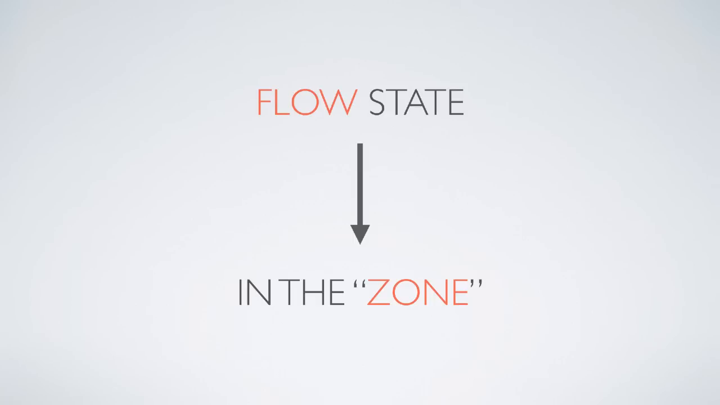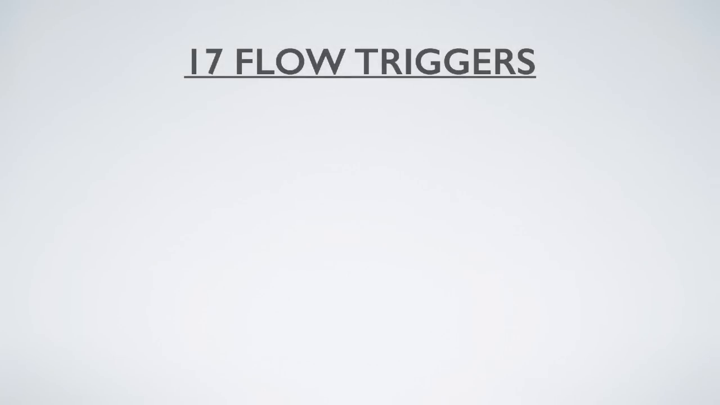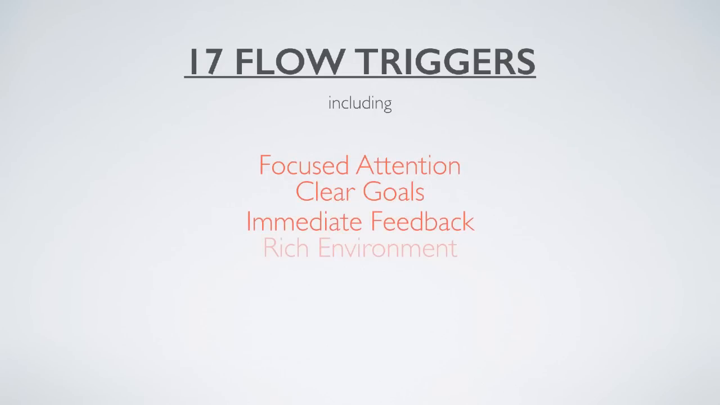Flow states are what creative people often refer to when they talk about being in the zone. It is defined as an optimal state of consciousness where we feel and perform our best. Basically, you become so absorbed in the task at hand that time seems to stand still and everything you do almost becomes effortless. Unfortunately, you can't just push a button and enter into flow, but there are 17 triggers we know of to date that help induce flow. They include focused attention, clear goals, immediate feedback, a rich environment, and risk, to name just a few of them.